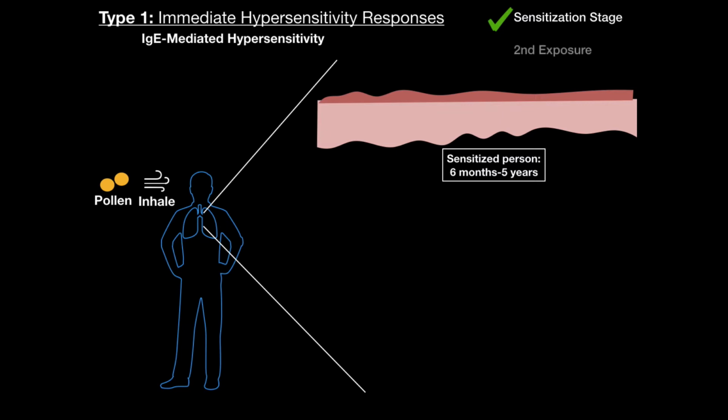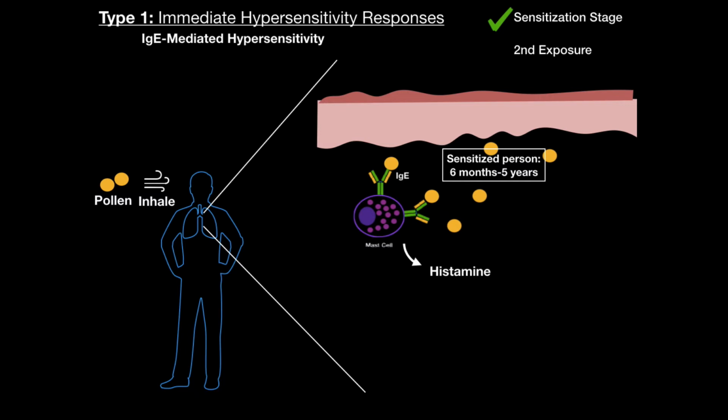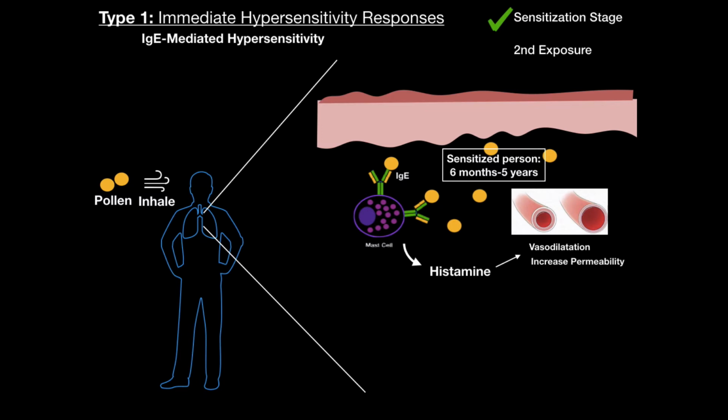So now the second stage is the second exposure. Remember, we already have mast cells with IgE type antibodies against pollen, right? Now, when this person breathes in pollen again, it usually requires more than just one exposure. It triggers the mast cells into releasing mediators like histamine, which causes vasodilation, for example, and also increases the permeability for water and cells to go out from the blood to the interstitial space in the area where the mast cells are.